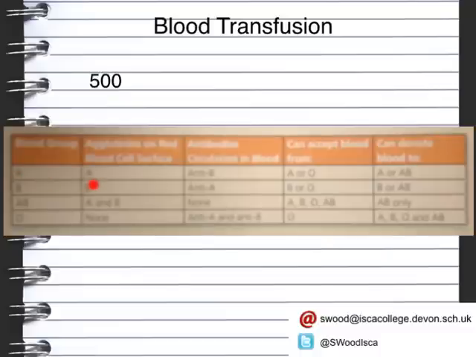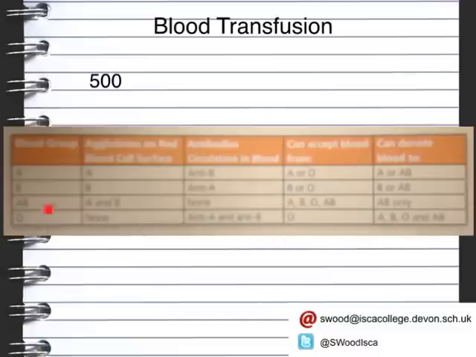Now B, you've got the B protein and you've got the anti-A antibodies, which means you can accept blood from B and O, but you can donate to B and AB. Now AB, you've got the A and B, you've got no antibodies, so you can accept blood from all blood types, but you can only donate to AB. If you are a blood type O, you've got no proteins, which means you've got anti-A and anti-B antibodies, which means you can only accept blood from other O groups, but you can donate to all people.